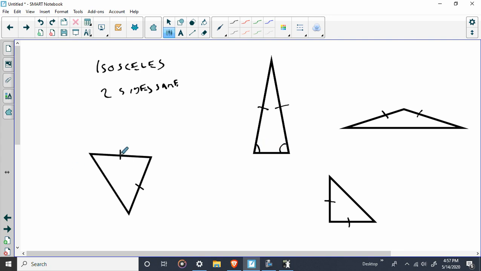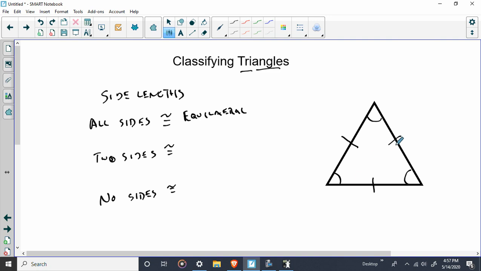Okay. So across from this one is this angle. Across from this one is this angle. Across from this one is here. Across from this one's here. So these two base angles are also congruent. And that's why when we talk about an equilateral triangle, that's still kind of an isosceles triangle because that is still true, isn't it? Those two angles are also congruent.